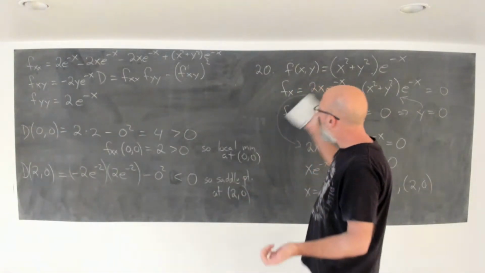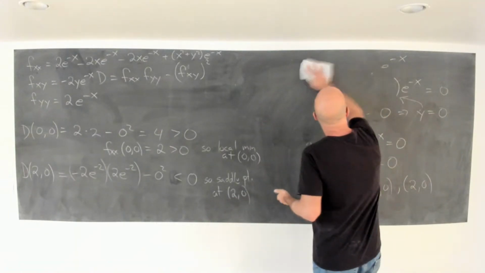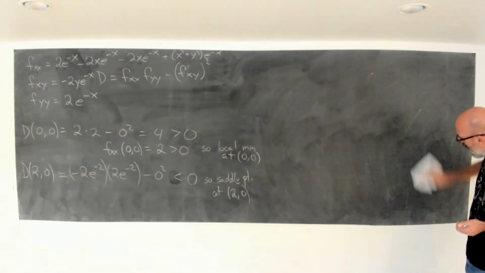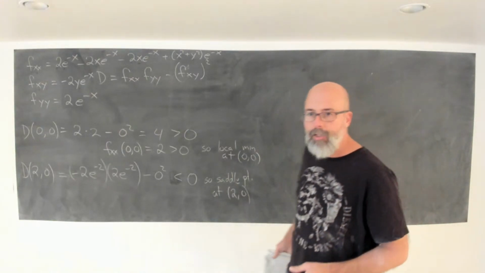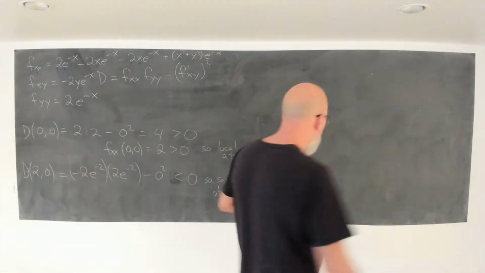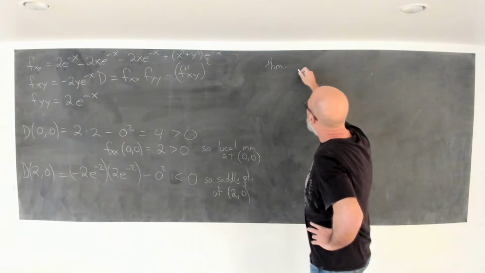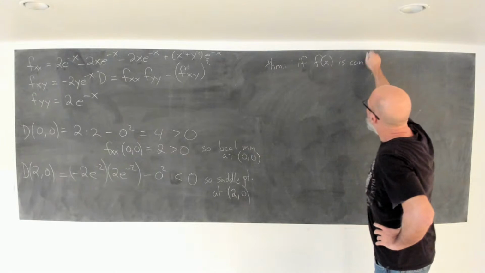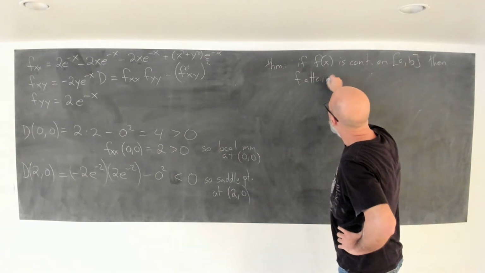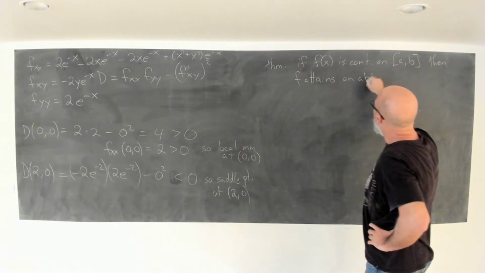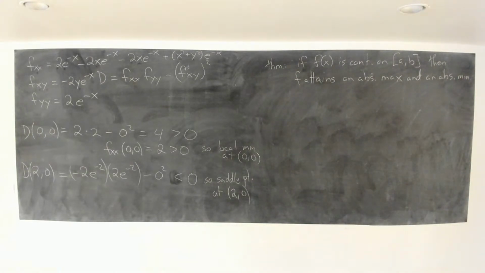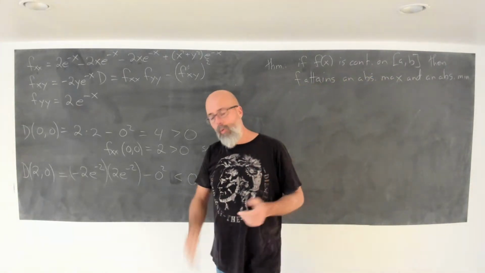All right, so we have local max and min, and it's all good. But now if you think back to Cal 1, we actually had the notion of absolute max and min. And in fact, we had a nice theorem that said that if f is continuous on a closed and bounded interval [a, b], then f attains an absolute max and an absolute min. And you know where these were attained.